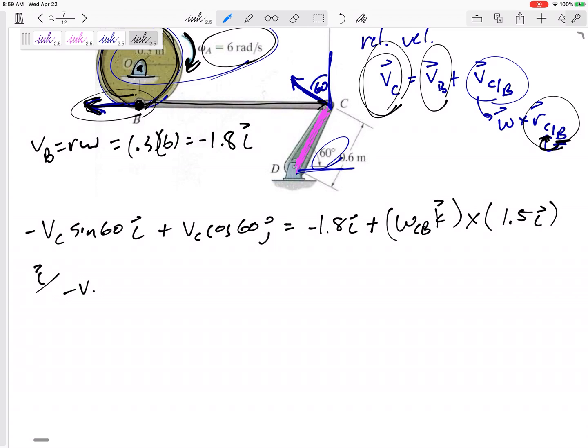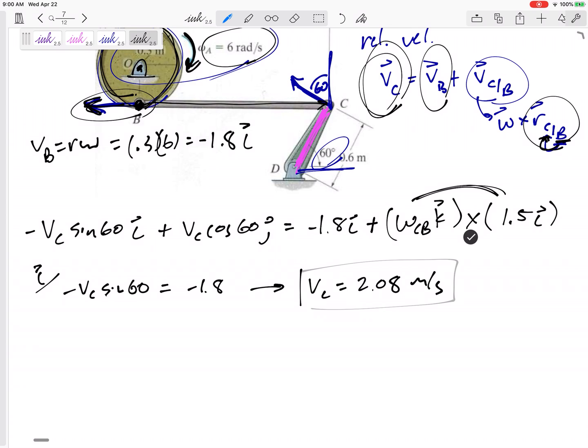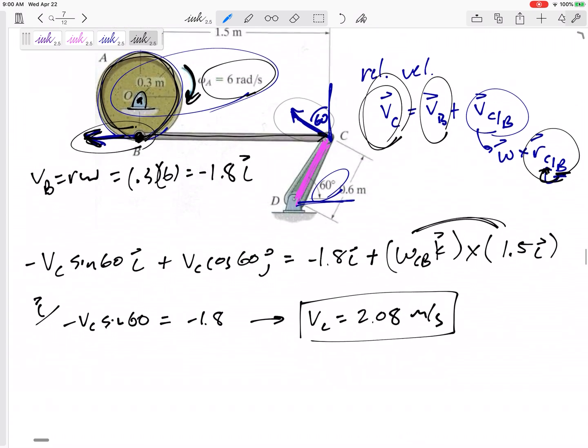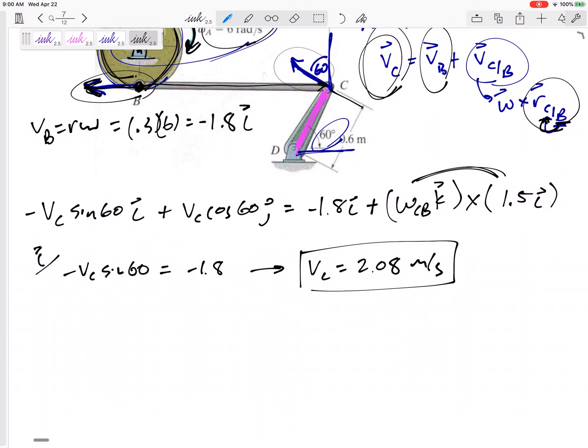So my I equation, negative VC sine 60, is on the left-hand side. On the right-hand side, negative 1.8. That right there, though, that's not going to be in my I equation, is it? It's going to be in my J equation. So this one equation only has one unknown. VC equals 2.08 meters per second. Came out positive, which means I just chose the right direction. It was going that way instead of going that way.